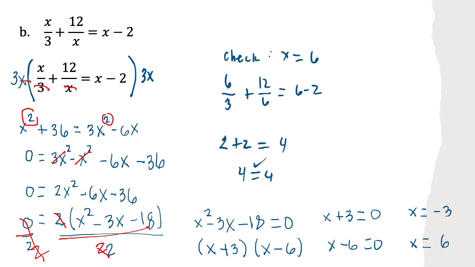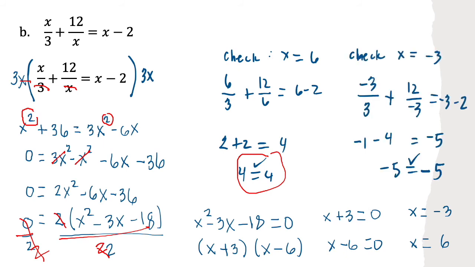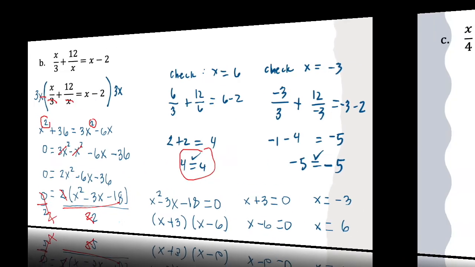And then let's check both answers. So by checking, we got that as x equals 6, therefore, we satisfied our equation. So that means 6 is also an answer. How about negative 3? Since based on our checking, negative 3 also satisfied the equation. So therefore, negative 3 and positive 6 are both solutions.